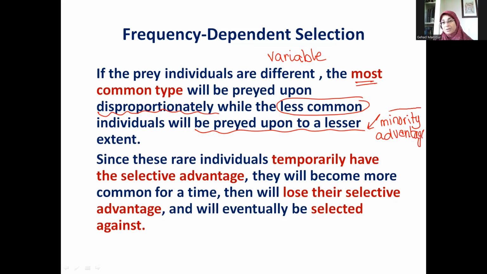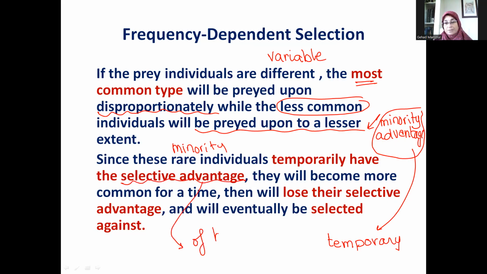But it is to be noticed that the minority advantage is temporary. Why is the minority advantage temporary? Because you, the minority, didn't notice that while you are reproducing happily, you are being changed into the majority, and therefore from now on you will be considered the most favorite prey. So since these rare individuals, and by rare individuals we mean the minority, temporarily have, as I told you, this selective advantage. Selective advantage of what? Selective advantage of being a minority.